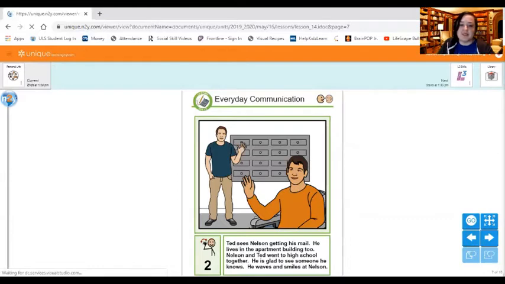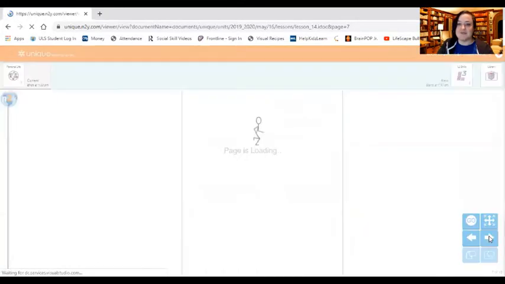So Ted sees Nelson getting his mail. Nelson and Ted went to high school together, so they know each other. He is glad to see someone he knows. He waves and smiles. Is that a good way to get Nelson's attention? It sure is.